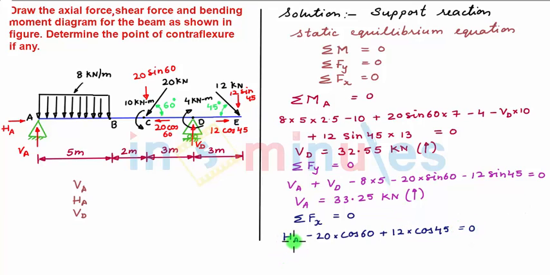The only unknown here is HA. So upon solving this, we get the value of HA equal to 1.51 kilonewton. Now since its value comes out to be positive, this horizontal support reaction HA is rightward. So with this, our support reaction calculation is over.